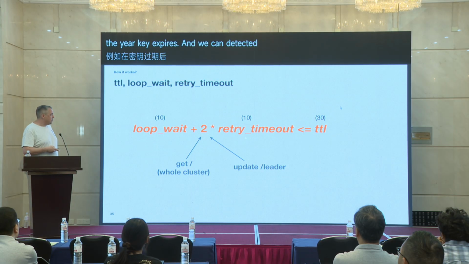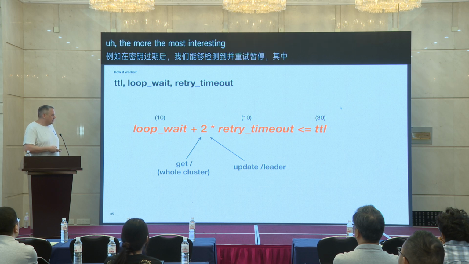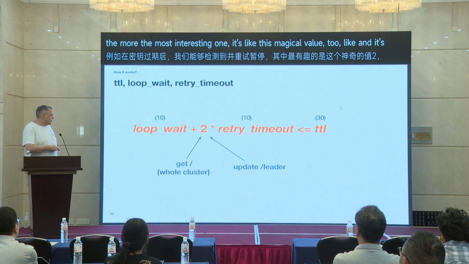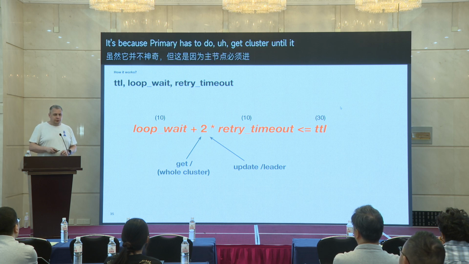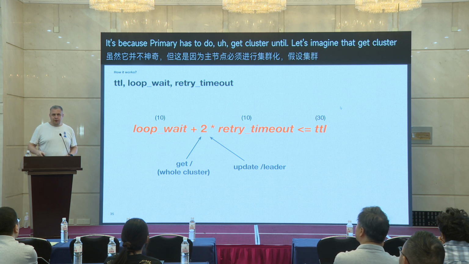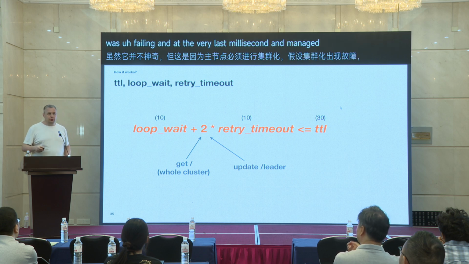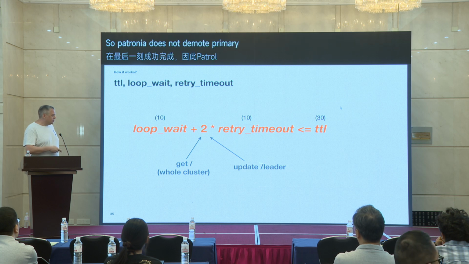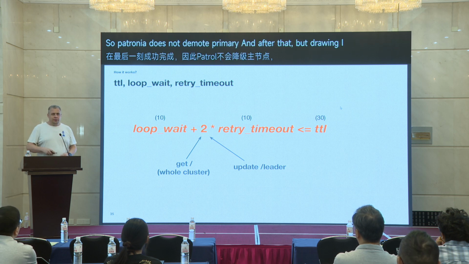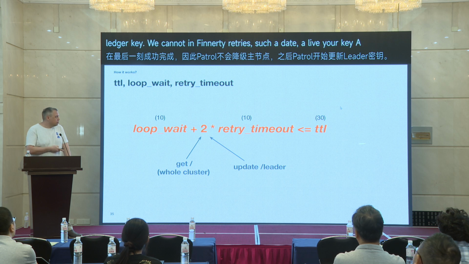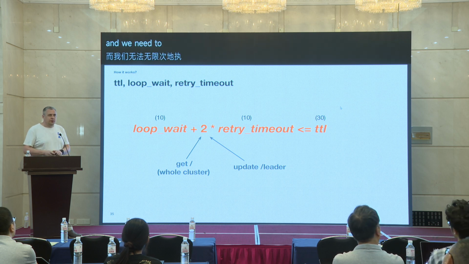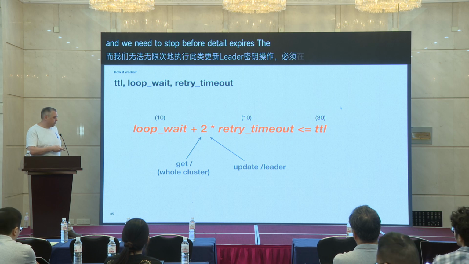And 2 retry timeouts is the most interesting one, this magical value 2. It's not really magical, it's because the primary has to do get cluster, and let's imagine that get cluster was failing, and at the very last millisecond it managed to succeed. So Patroni does not demote the primary. And after that, Patroni starts updating the leader key. We cannot infinitely retry such an update leader key operation, and we need to stop before TTL expires. That's why we have 2 retry timeouts.